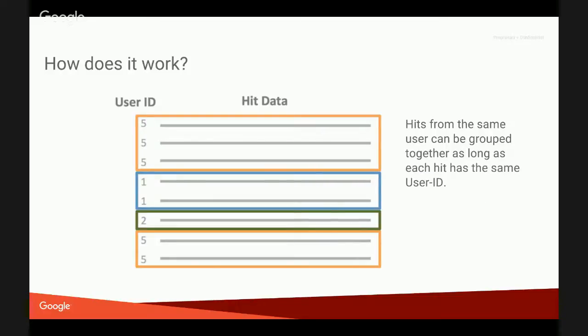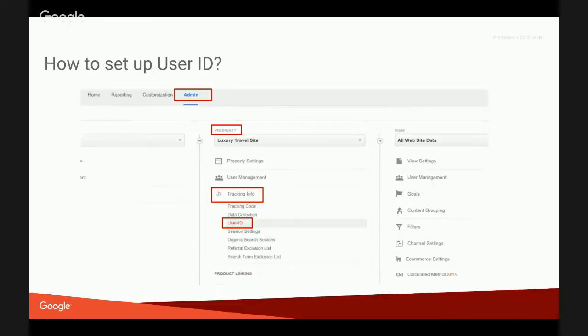So hits from the same user can be grouped together as long as each hit has the same user ID. And how to set up user ID? The user ID is set at a property level. To find a property, click the Admin tab, then select an account and a property. From the property column, click Tracking Info, then User ID. So basically follow the step-by-step flow, and then click the blue buttons to complete an action and move on to the next step. After you complete a step, you can click Edit at any time to revise your selections.